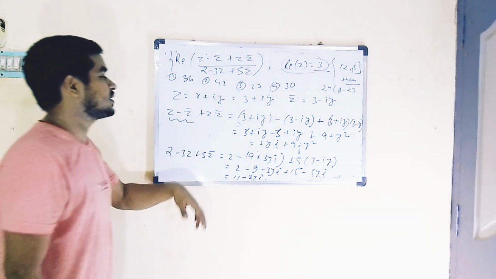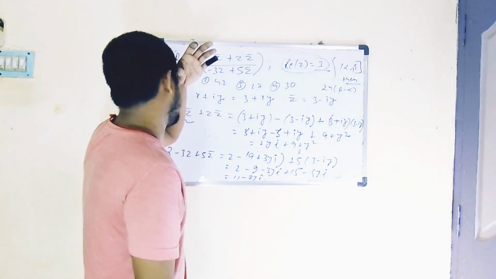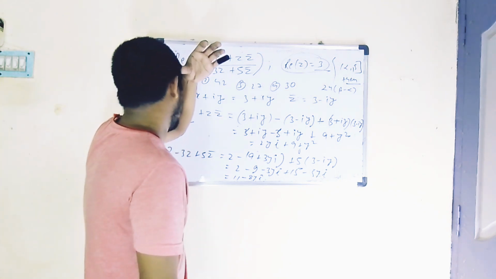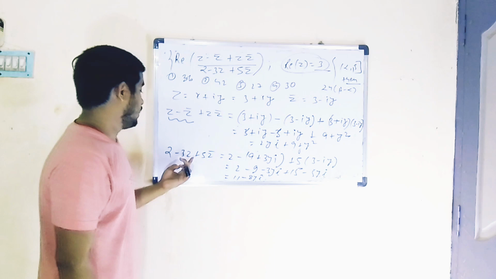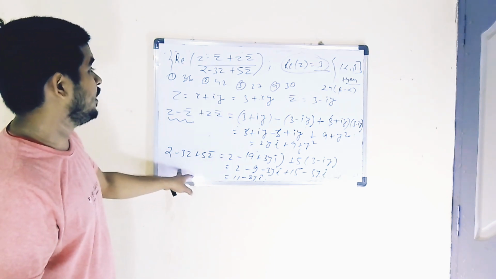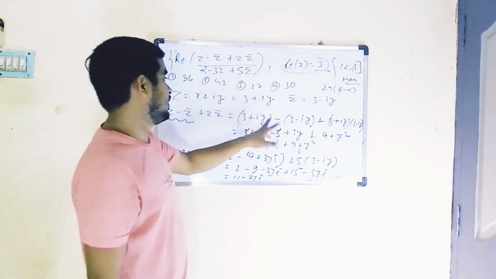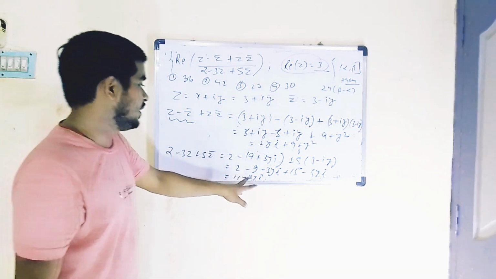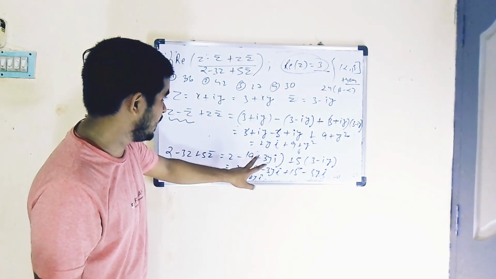Okay, now this is correct. Now this is correct. Okay, no issue. No issue. No issue. Now come here. 2 minus, this is 2 minus 3z. So 3 into z. Z is what, 3 plus iy. So 9 plus 3iy.